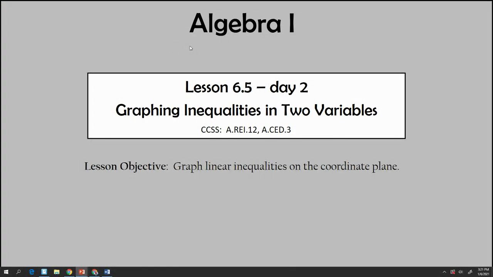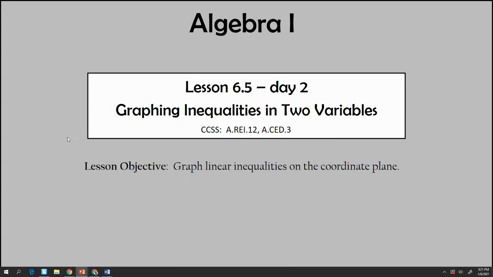All right, so today we're going to work on a second day of lesson 6.5, graphing inequalities in two variables. Yesterday we really looked at how to create the graphs, how to get it in slope-intercept form, use the slope, the intercept to create the boundary line, and then determine whether that should be dashed or solid or shade above below. Today we're going to look at some other aspects of it.